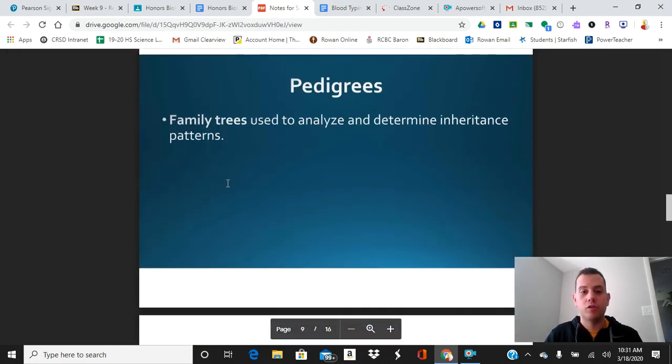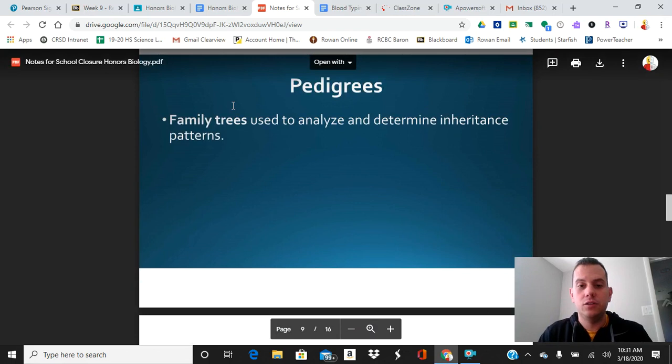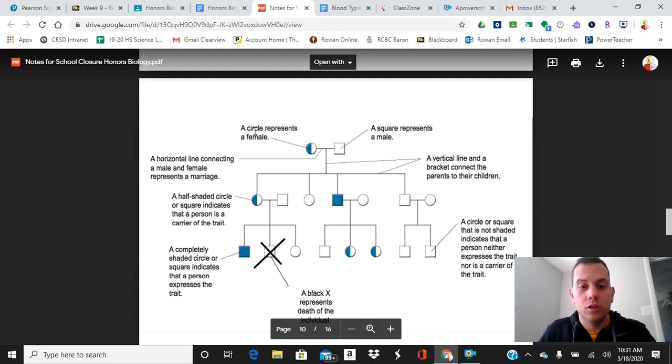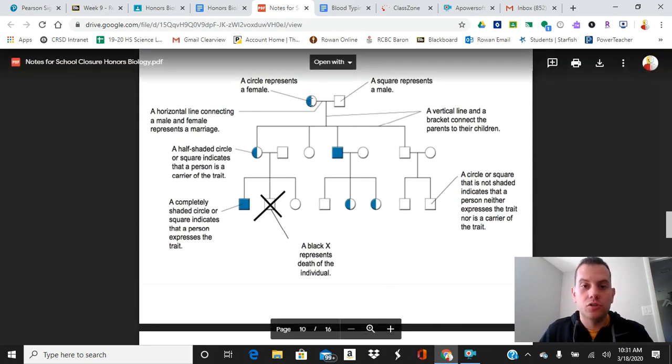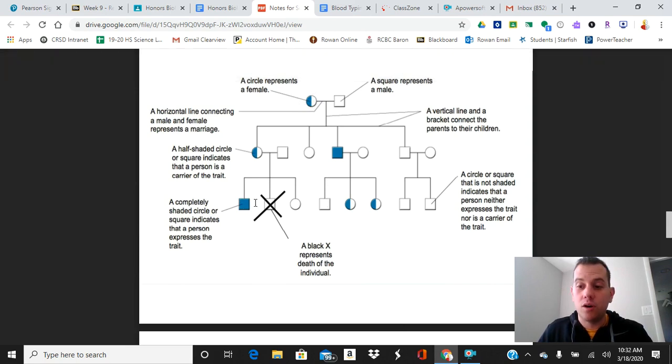If you scroll down to pedigrees: pedigrees are family trees used to analyze and determine inheritance patterns. If we look at an example of a pedigree here, it gives you what all of the different symbols mean. Again, there are videos that you're going to watch in this and also the readings. There are circles for females, squares for males. If a circle or square is completely shaded in, it means that person is affected or expressing whatever the trait is that we're looking at. That trait can be a disease, left-handedness, right-handedness, whatever trait is being traced through the family.